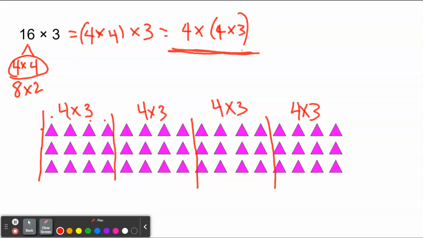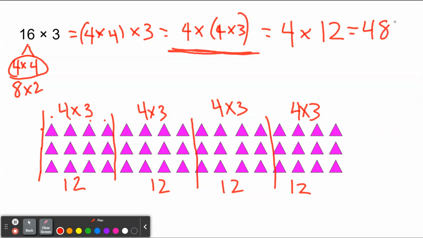So now we can combine everything together. I know 4 times 3 is going to give me 12. So all of these are going to be 12. So this will equal 4 times 12, so 4 groups of 12, which if we were to multiply those together would give us 48.